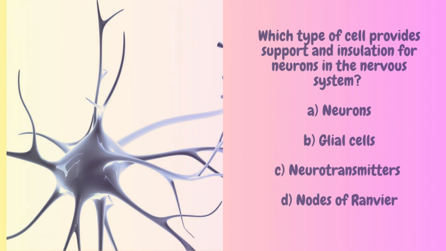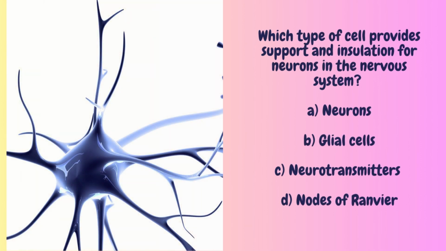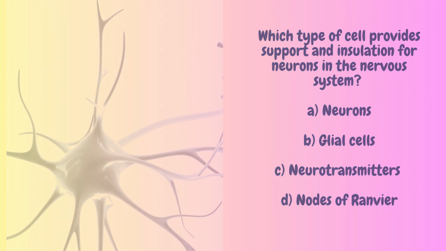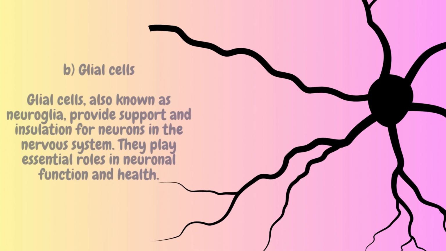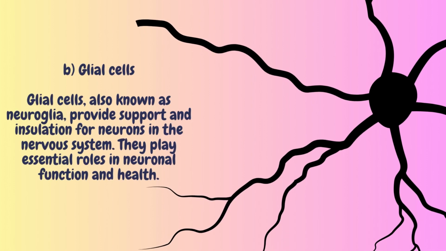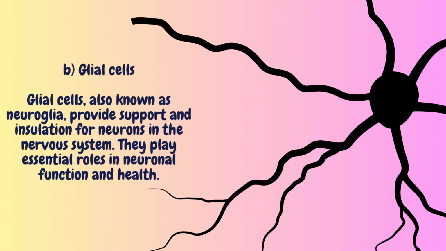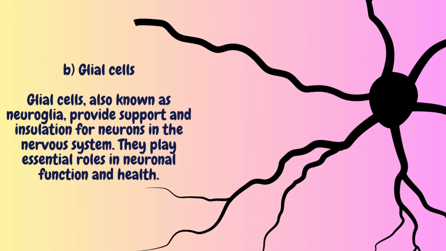Which type of cell provides support and insulation for neurons in the nervous system? A. Neurons. B. Glial cells. C. Neurotransmitters. D. Nodes of Ranvier. B. Glial cells. Glial cells, also known as neuroglia, provide support and insulation for neurons in the nervous system. They play essential roles in neuronal function and health.